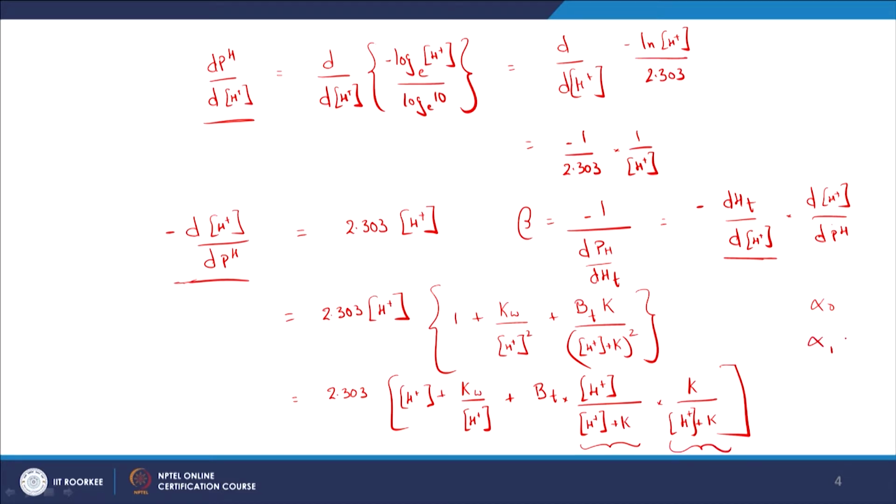So, let us simplify what we have here. We now have buffer intensity beta is equal to 2.303 into the concentration of H plus, plus Kw by H plus, which would be the OH minus concentration, plus B total into alpha naught into alpha 1. So, this is the take home message, right. The buffer intensity is going to obviously depend upon 4 variables. What are they? H plus, OH minus, the total base present, alpha naught and alpha 1.